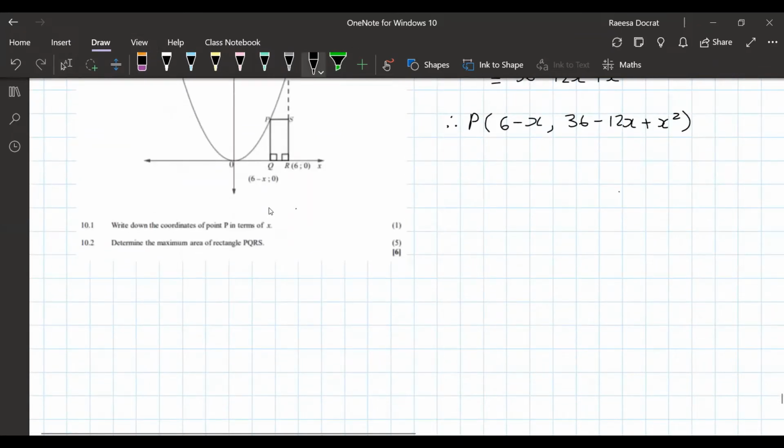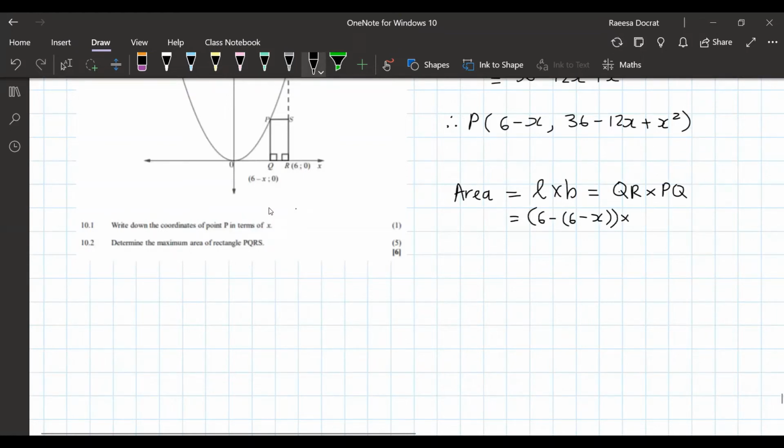It says that we should determine the maximum area of the rectangle PQRS. Okay, so before we get the maximum area, let's first get the area as an expression of x. The area of a rectangle is length times breadth, so that is QR times PQ. Now for QR, because we know Q and R are on the same line and they have the same y coordinates, their distance is the difference between the x coordinates, which is 6 minus x.